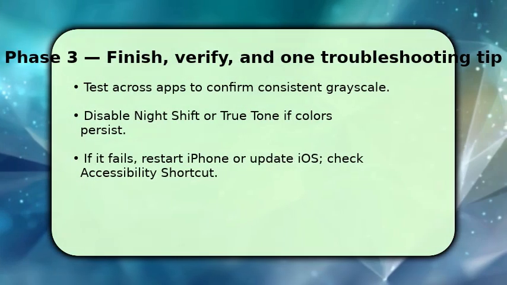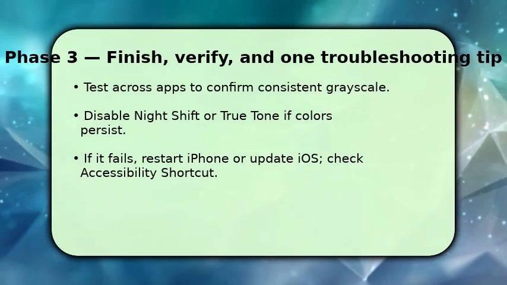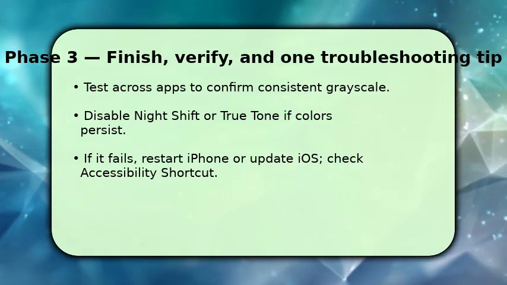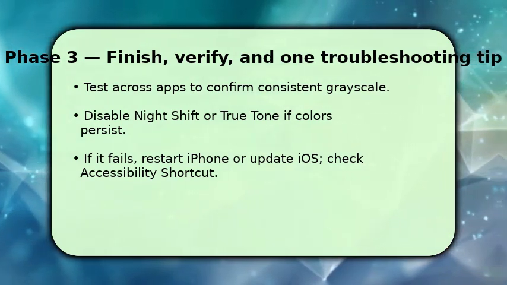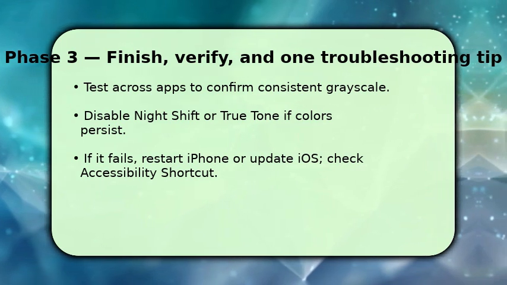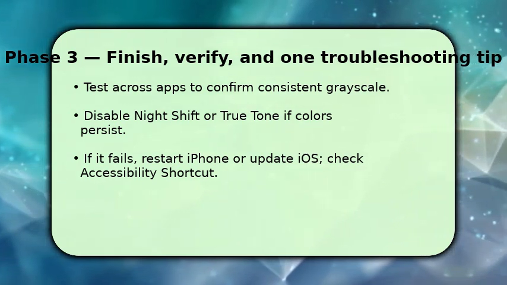Finish by testing common apps, Home, Messages, and Safari to ensure everything displays in Grayscale. Make sure Night Shift or True Tone is off, since those can alter perception of color and interfere with testing.